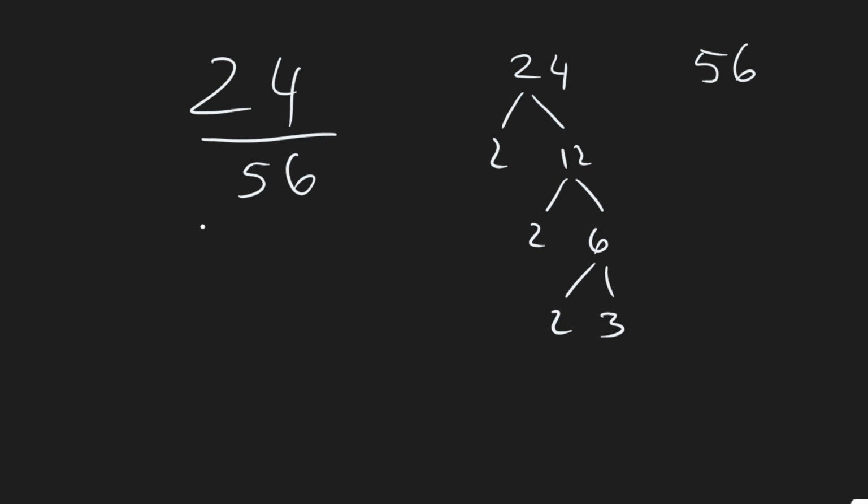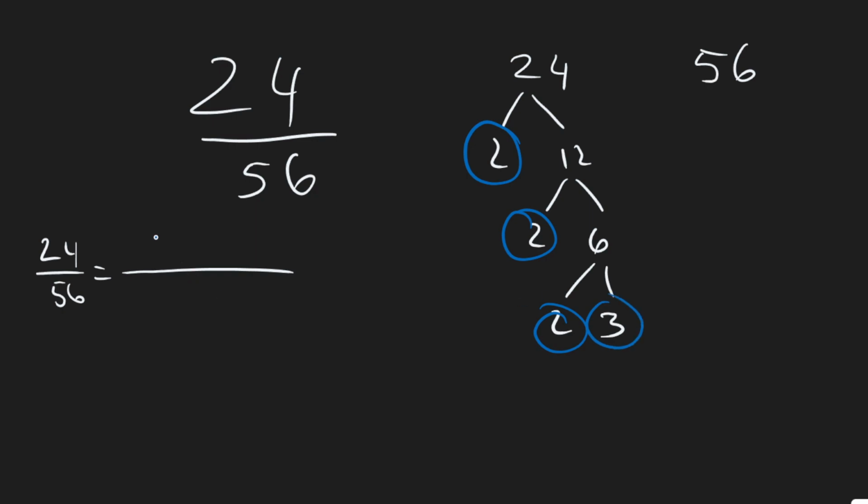So basically, 24 over 56 is equal to, I'm going to take all these prime factors and put them for 24. It's 3 2's, so 2 times 2 times 2, and 1 3, times 3. Because 2 times 2 is 4, times 2 is 8, times 3 is 24. We're good here. So now let's do the same with the 56.